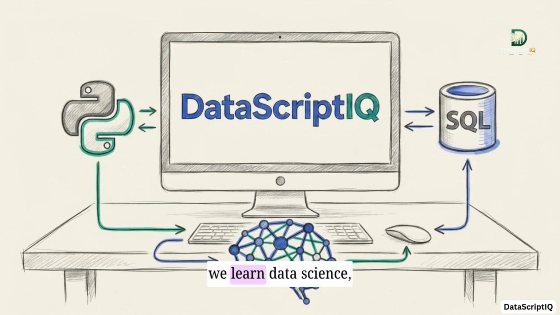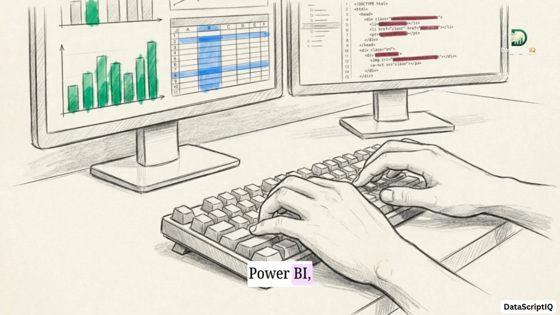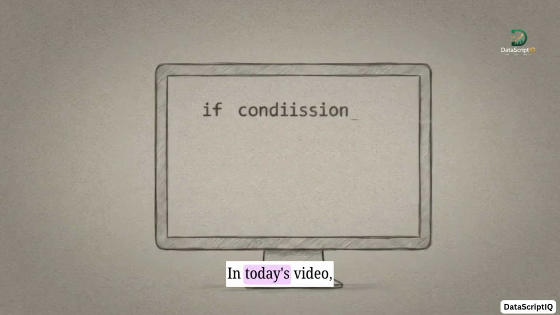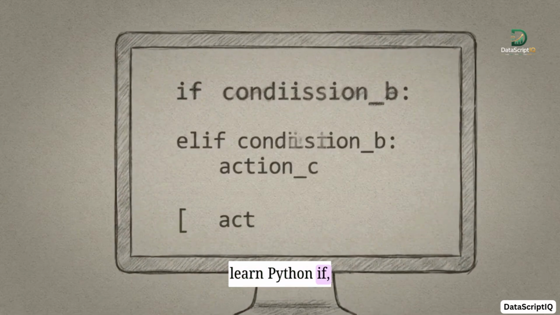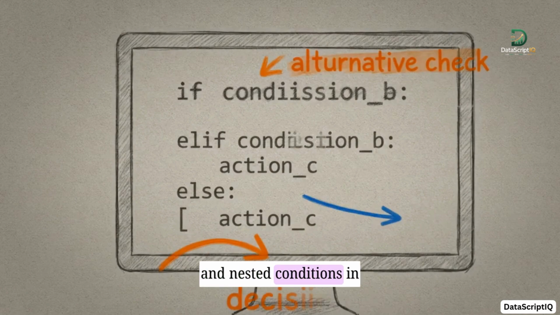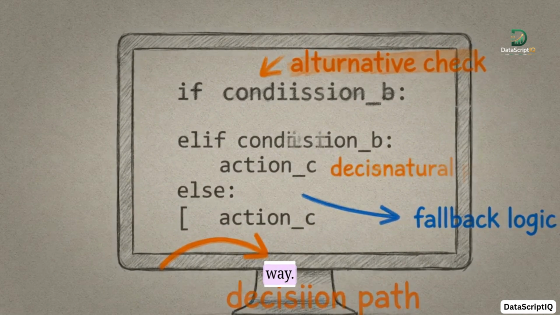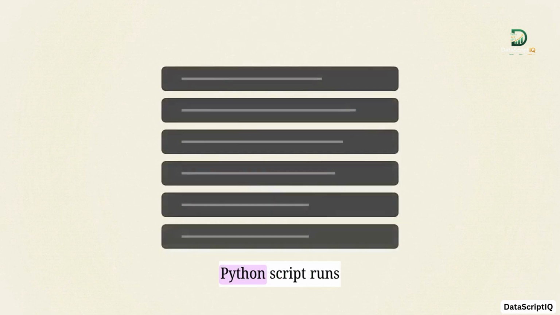On this channel, we learn data science, Python, SQL, artificial intelligence, machine learning, data analytics, Power BI, Excel, software tools, and programming step by step with practical examples. In today's video, we are going to learn Python if, elif, else, and nested conditions in a simple and beginner-friendly way. Normally, a basic Python script runs in a straight line from top to bottom. Today, we are going to change that.